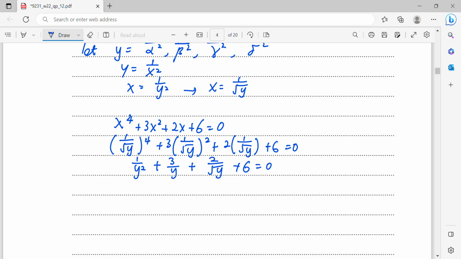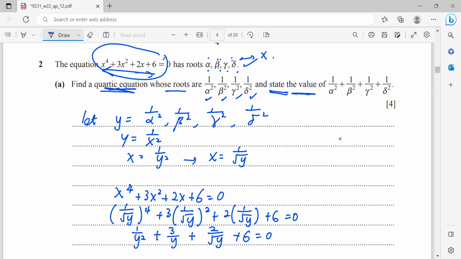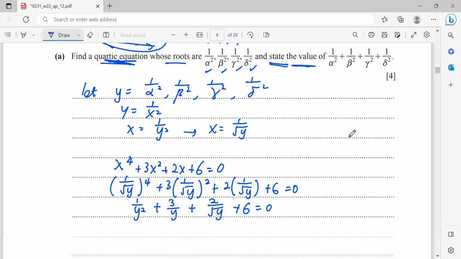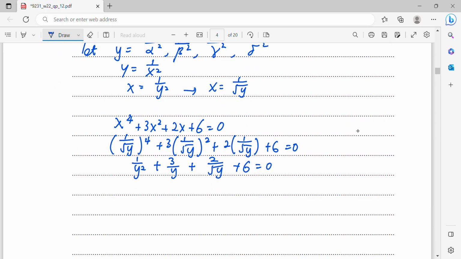Now, when we need to form the quartic equation, make sure there's no square root y. It should be degree 1, degree 2, up to degree 4 for y, together with a constant. So now what we need to do here is multiply by y squared first. The first term becomes 1. Second term is 3y. Third term will be 2y to the power of 3 over 2, because the square root y is basically y to the power of half, plus 6y squared equals 0.